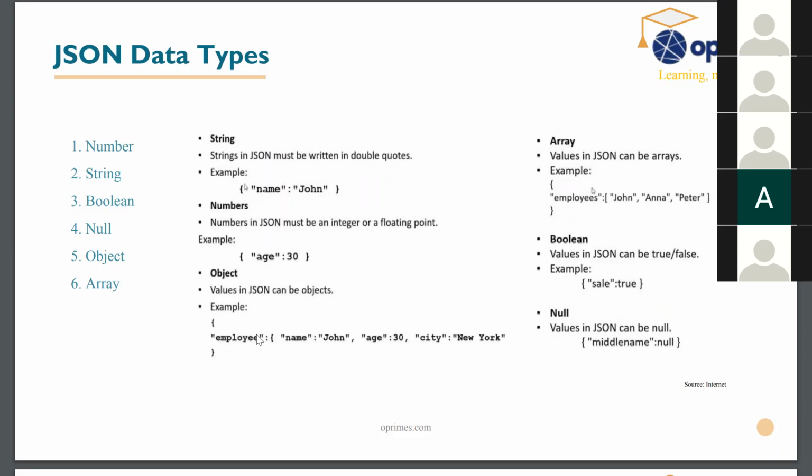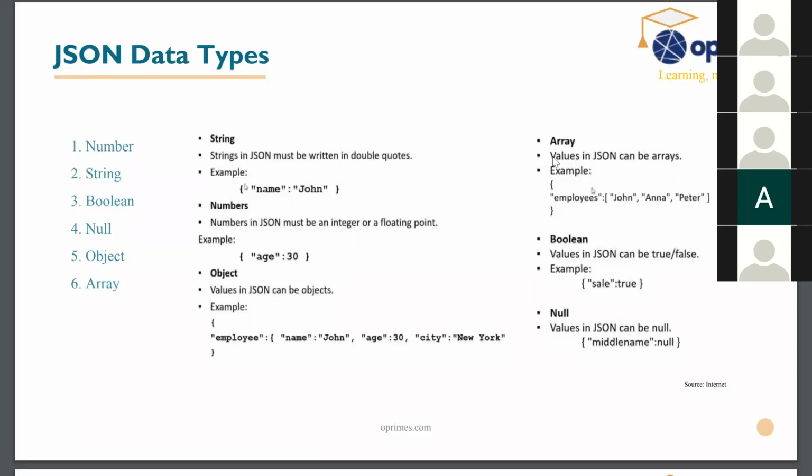Here employee is an object. This employee is altogether one object which consists of multiple key and value pairs. This is a key, this is a value, this is a key, this is the value, this is the key, and this is the value. This employees is altogether one big object.